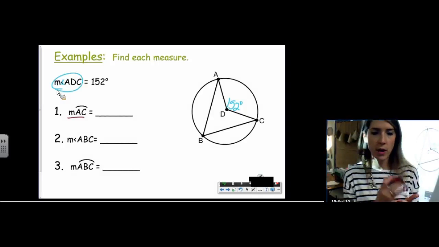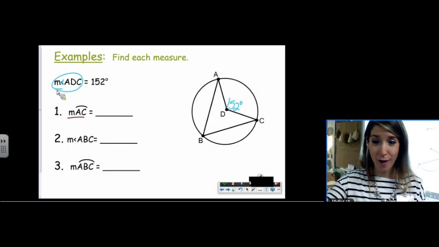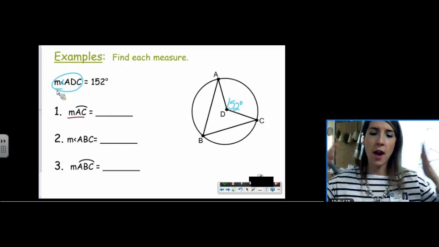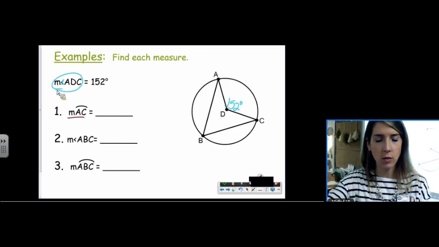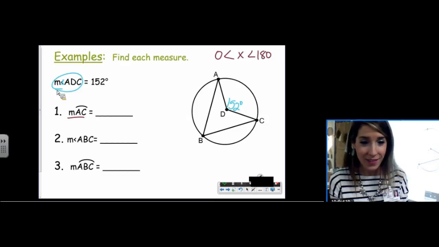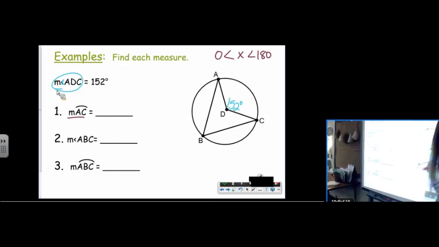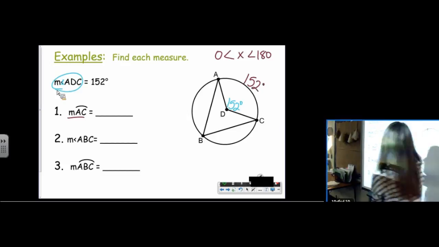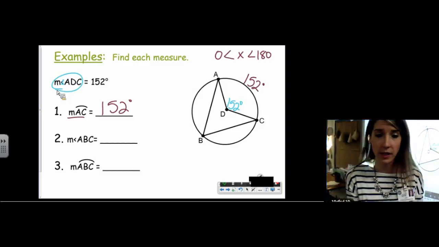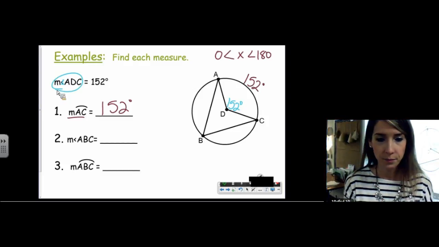First of all, minor or major arc? Minor arc. Now, when we say minor arc, what does that mean? What are the range of values that a minor arc could equal? Yeah, so a minor arc needs to be greater than 0 and less than 180. But it could be 0.5. You know what I mean? Okay, so anyways, yes, the measure of arc AC is 152 because we learned that a central angle measure is congruent to its intercepted arc.